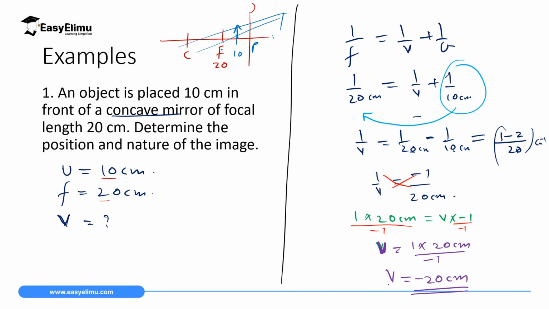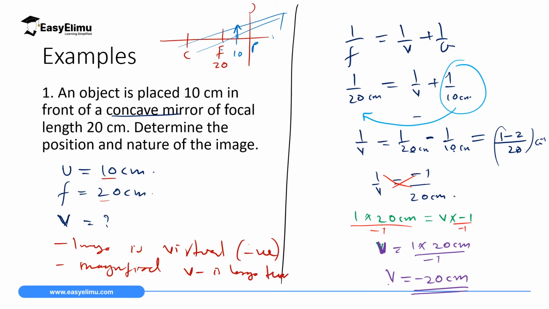And now for the characteristics of this image: the image is virtual. It's virtual because V is negative. So you have to give a reason. Then this image is magnified. It's magnified because V is larger than U, because magnification is V over U. Therefore, if V is larger than U, then it means the image is magnified. Here, V is 20, U is 10. And this image is also formed behind the mirror. You can give that as a characteristic, and that is all.